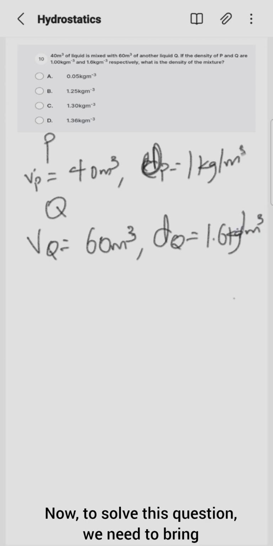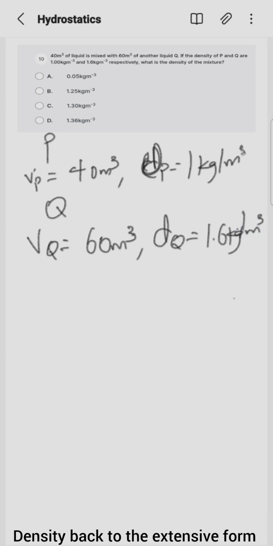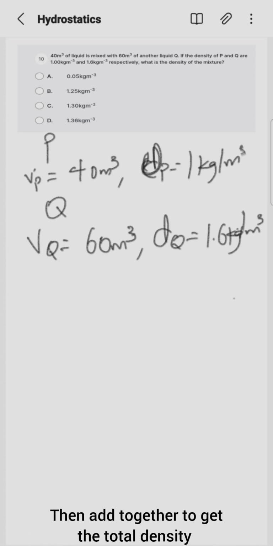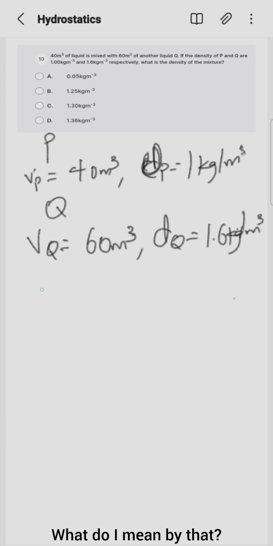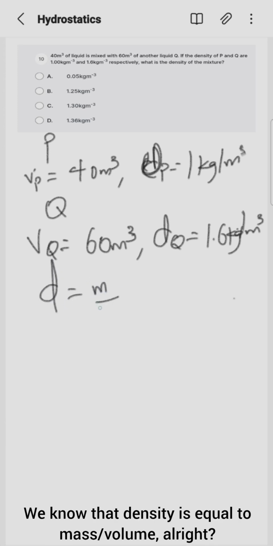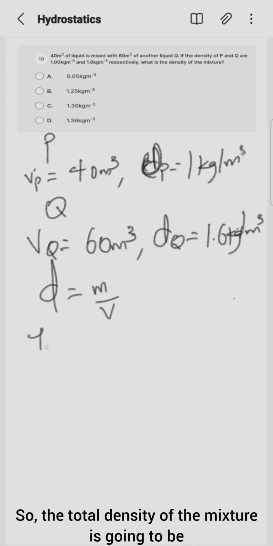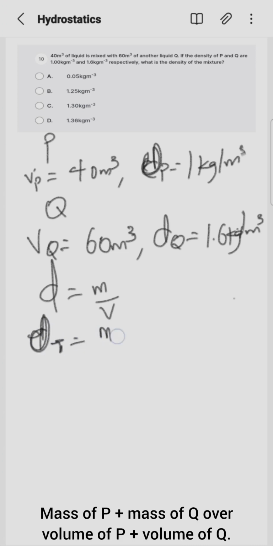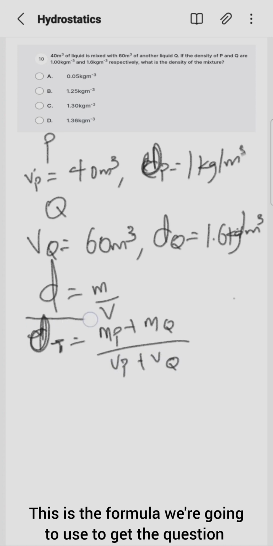Now, to solve this question, we need to bring density back to the extensive form, then add together, then get the total density. What do I mean by that? We know that density is equal to mass over volume. So the total density of the mixture is going to be mass of P plus mass of Q over volume of P plus volume of Q. This is the formula we are going to use.